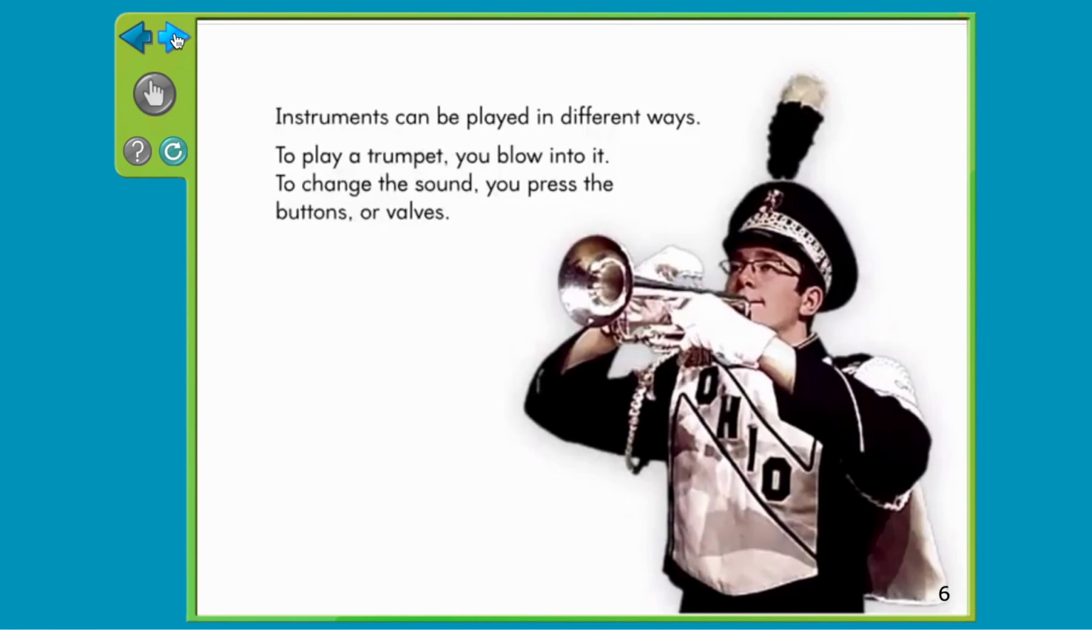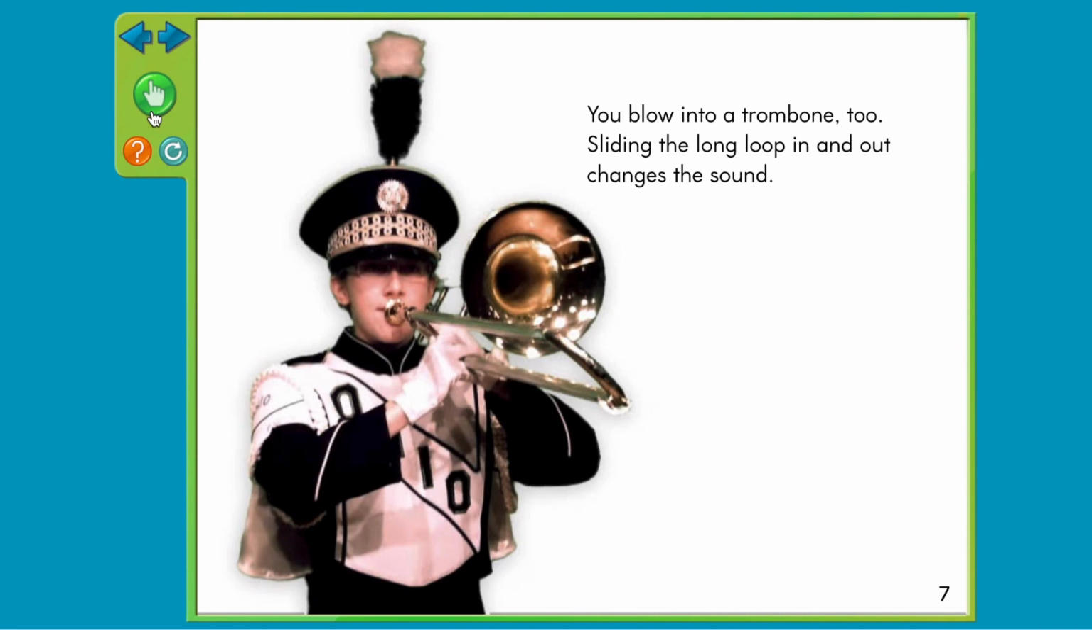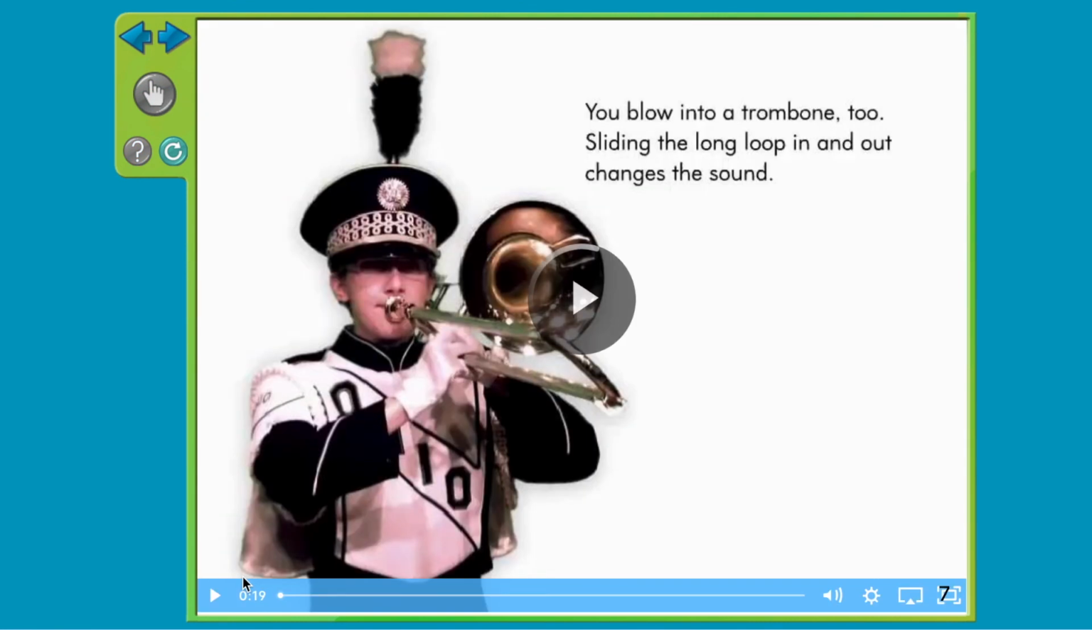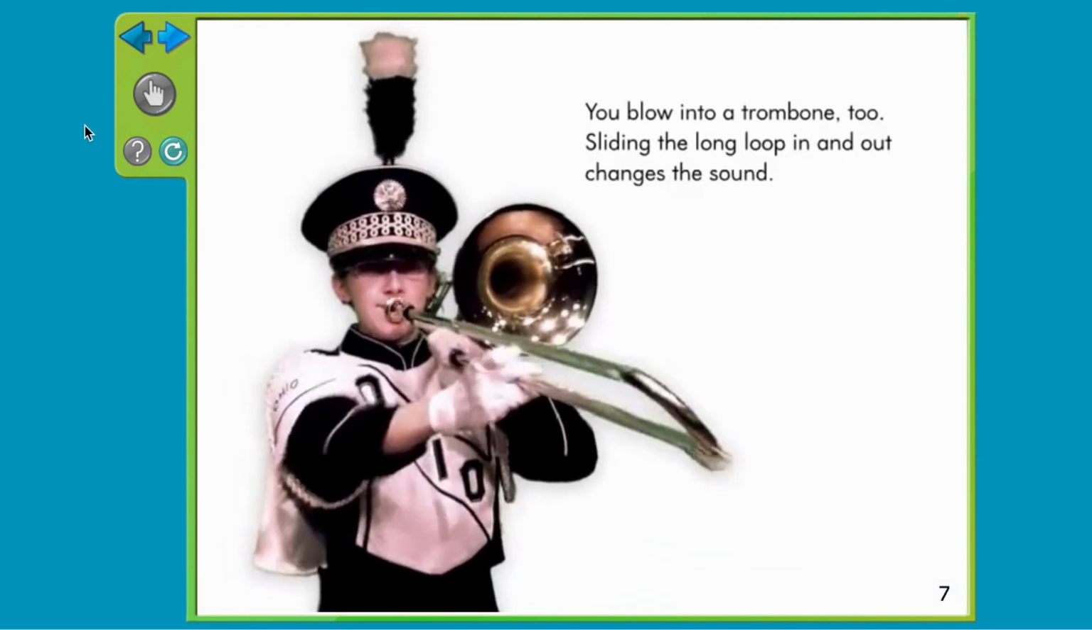So we got to see how he pressed the buttons and blew into it to make the sound. You blow into a trombone too. Sliding the long loop in and out changes the sound. So let's watch how we play a trombone. It's going to be different than a trumpet because it doesn't have buttons.